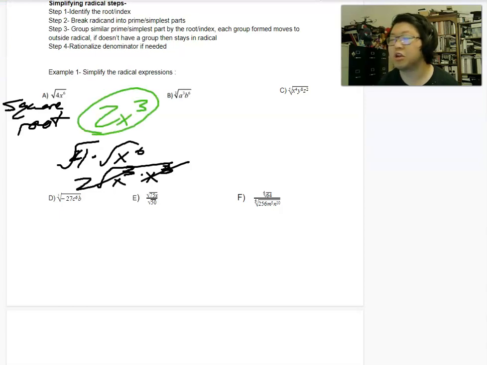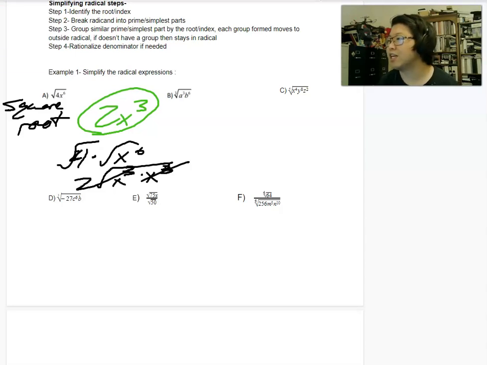No radical included. We'll talk about it later, okay? But when we're talking about variables, usually you're just going to divide the exponent by the index. With our index of 2, I have 6 as my exponent, divided by 2, I have 3. So 2x to the third is my answer for the first example.